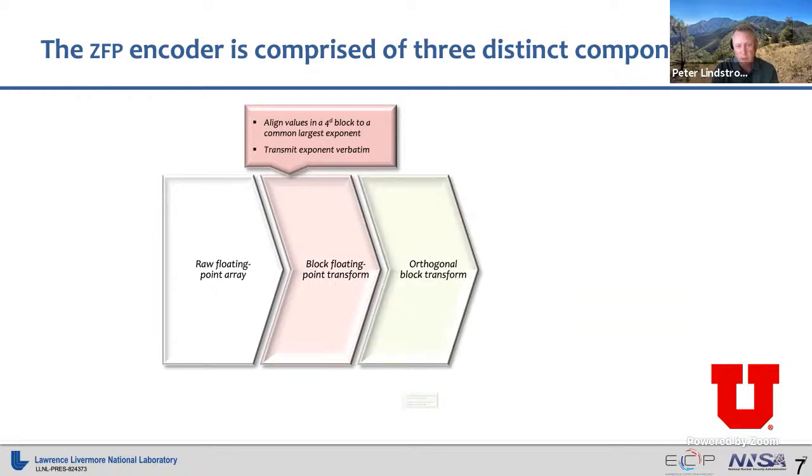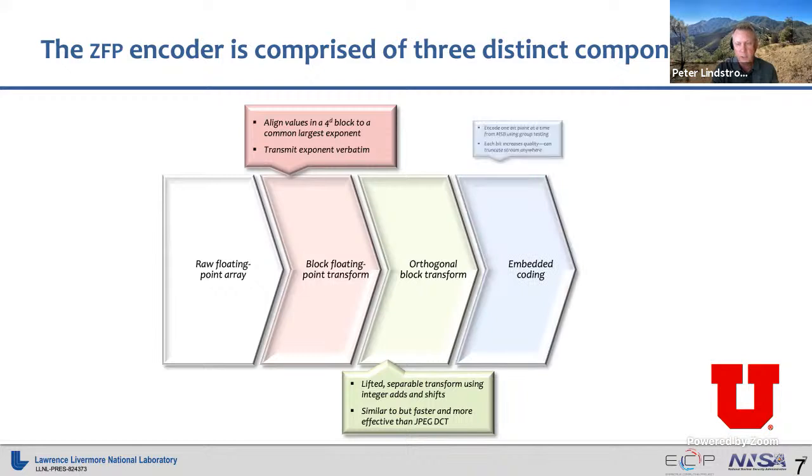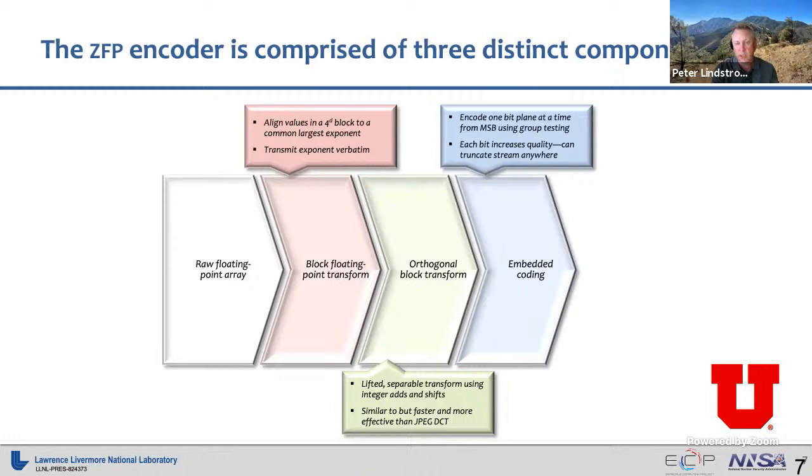We then perform a near orthogonal block transform that's very similar to the discrete cosine transform that's used for JPEG image compression, but it's actually more efficient and more effective than the DCT. Then we use what's called embedded coding, where we encode one bit plane within the block at a time, from most significant to least significant bit, until we reach the bit budget that the user has specified, or until we reach an error tolerance also specified by the user. And out of this, you get this compressed bit stream.